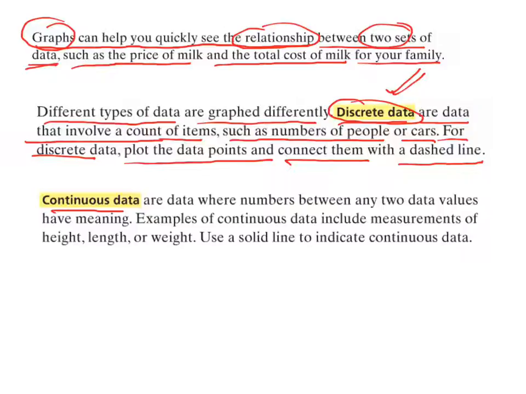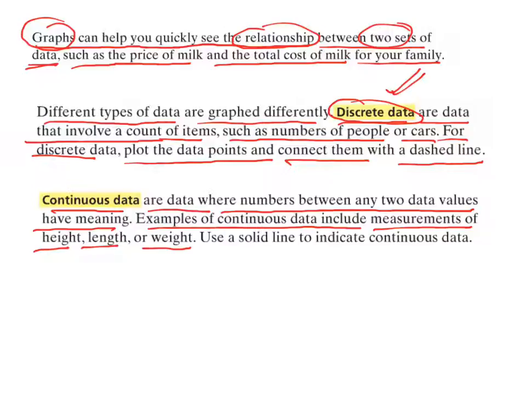Continuous data are data where numbers between any two data values have meaning. Examples of continuous data include measurements of height, length, or weight. Such data are continuous because between any two heights there is meaning. For example, the height can be 5.8 centimeters, 6 centimeters, 6.1 centimeters. It can be continuous. Use a solid line to indicate continuous data.